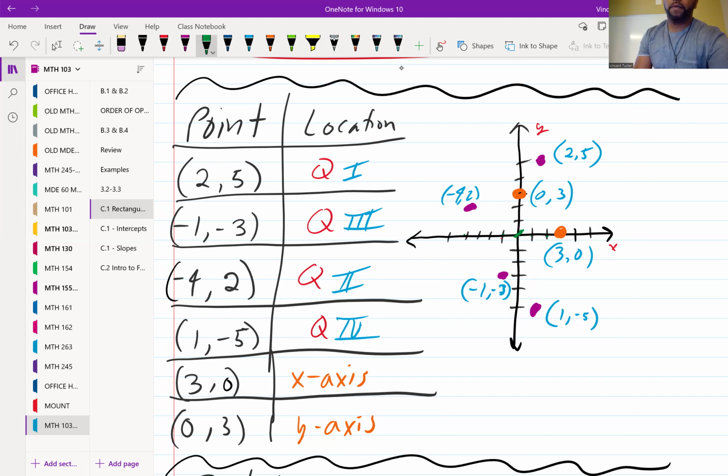Next one, 3, 0. So you start at your origin, go to the right 3, but notice Y is 0, so there's no up or down move necessary. So you just stay on the x-axis. And then for that last point, start at your origin, but then you go up because there's no right move. There's no horizontal move because X is 0. So you don't go right or left. You just go up 3, and that's on your y-axis.